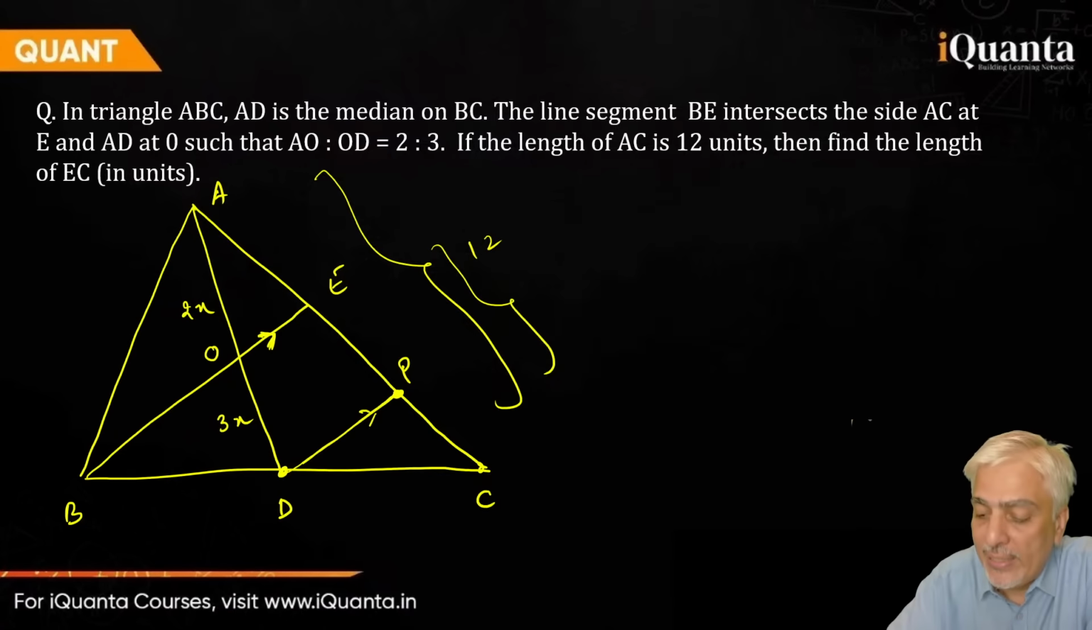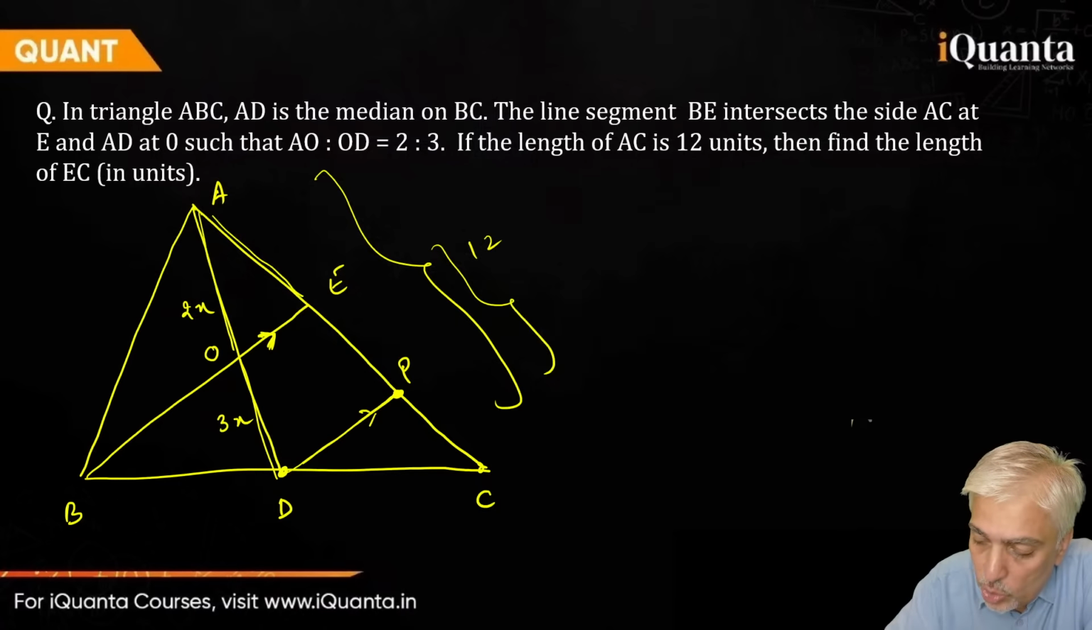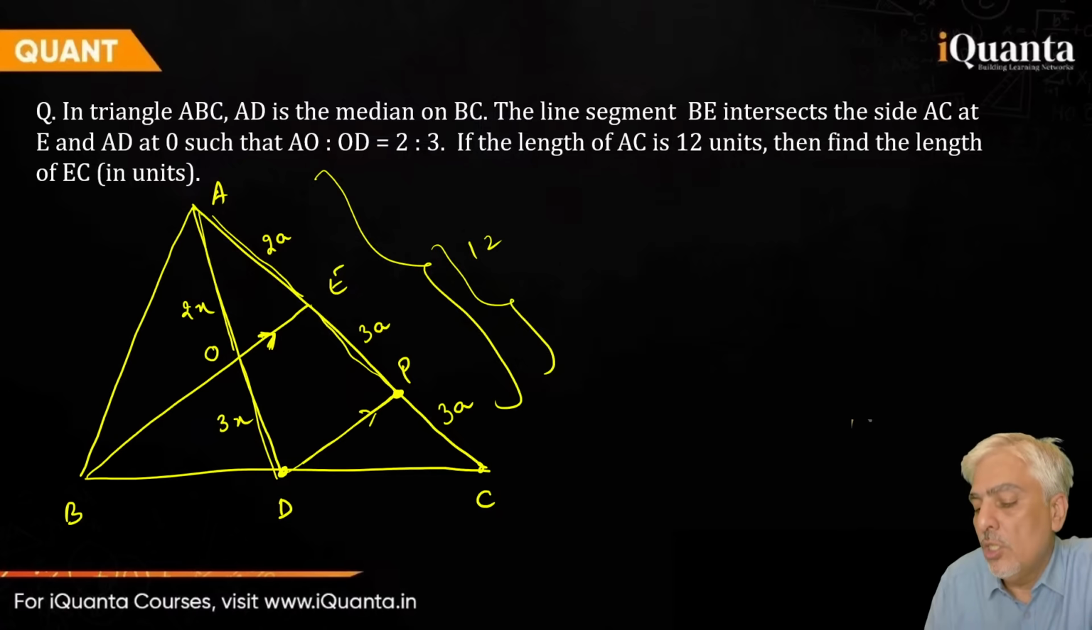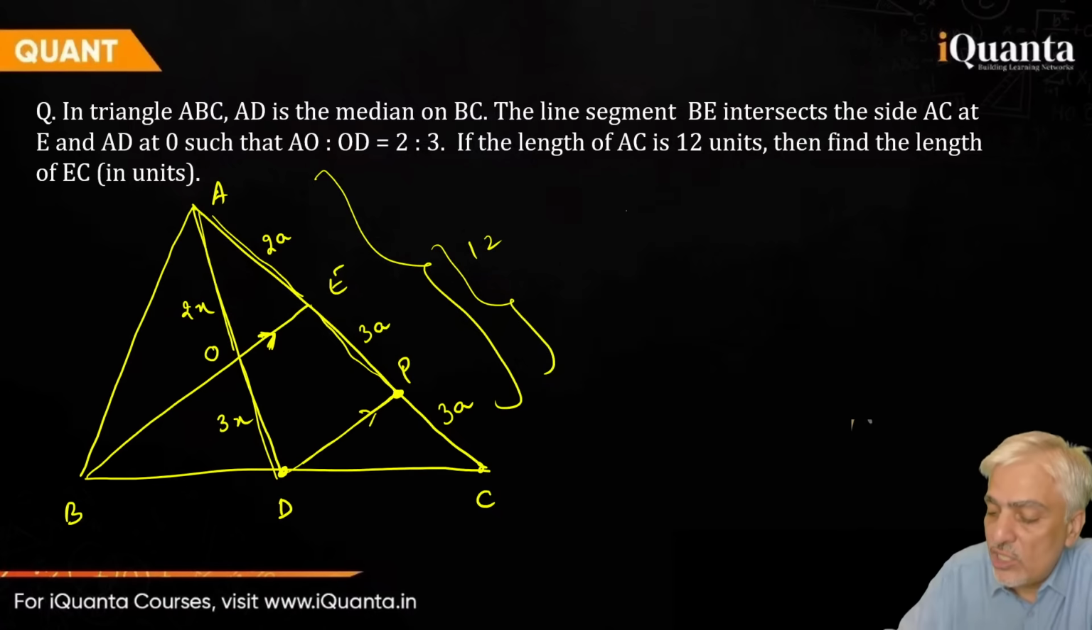And by parallel lines, if these two are in the ratio 2:3, even these two will be in the ratio 2:3. That means if this is 2A, this is 3A, and P is the midpoint. So this is also 3A. So 6 plus 2, 8A is 12. So A is 1.5.